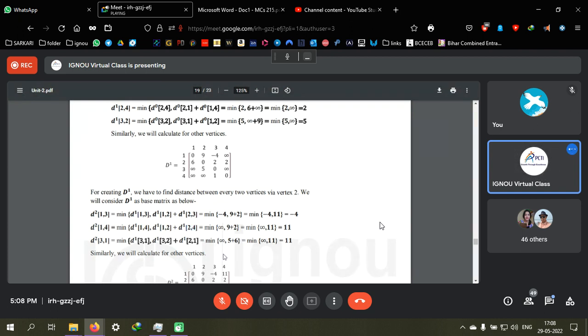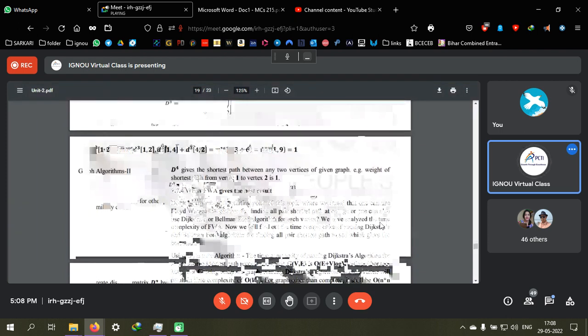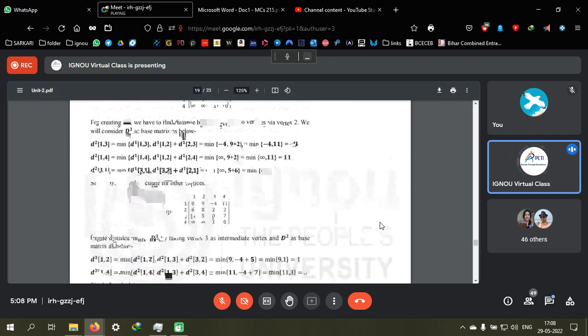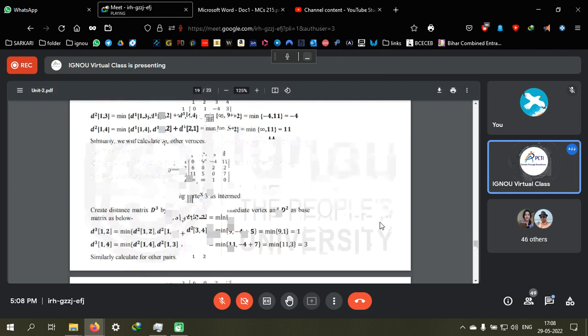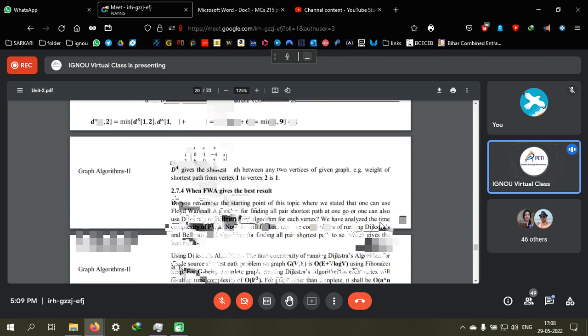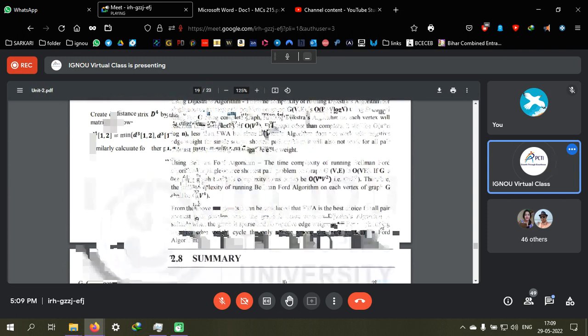So this is known as FWA. You have to compute via 2, then you have to compute via 3, and you have to compute via 4 because you have 4 vertices here. In the last, you will get the answer in D4. Got the point?